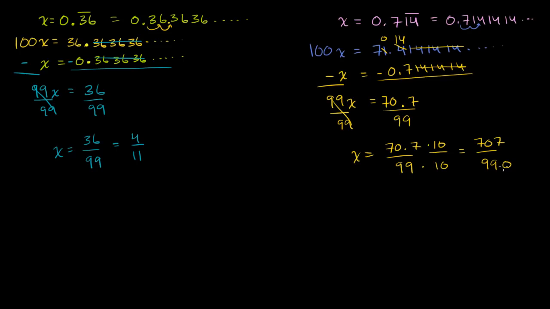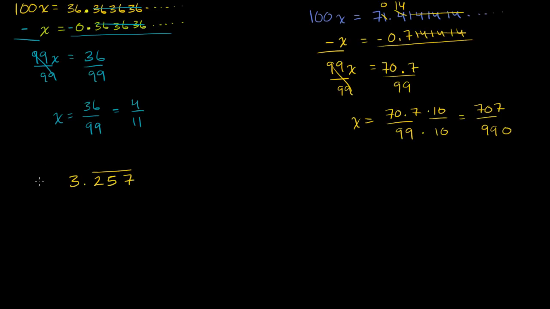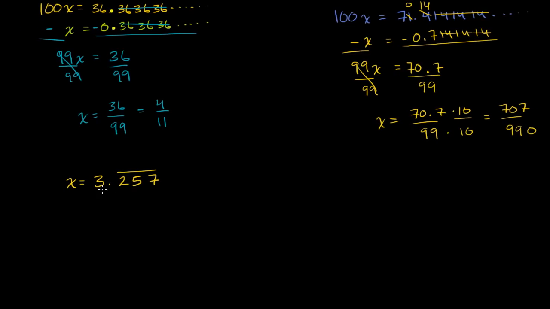Let's do one more example over here. So let's say we had something like 3.257 repeating, and we want to convert this into a fraction. So once again, we set this equal to x. And notice, this is going to be 3.257, 257, 257. The 257 is going to repeat on and on and on. Since we have three digits repeating, we want to multiply this. We want to think about 1,000x, 10 to the third power times x. That'll let us shift it just right so that the repeating parts can cancel out.